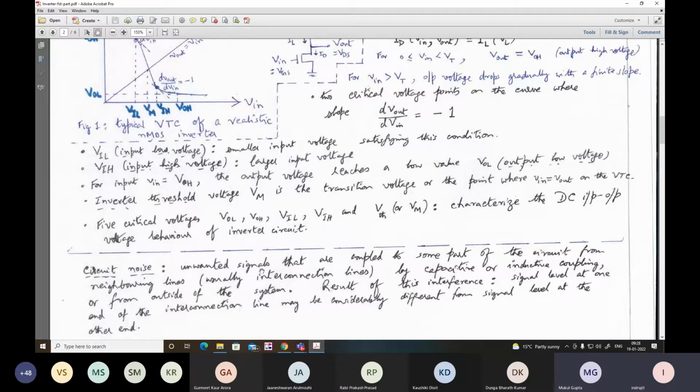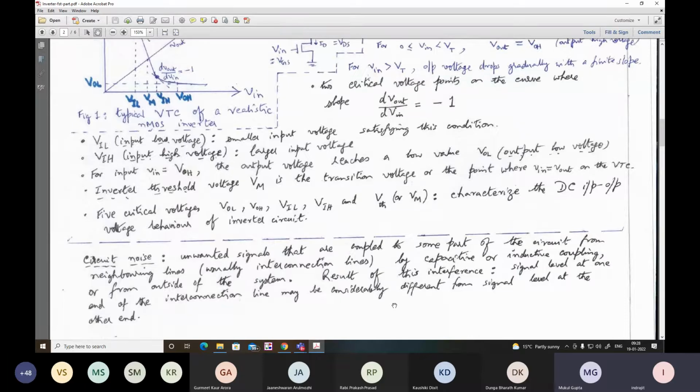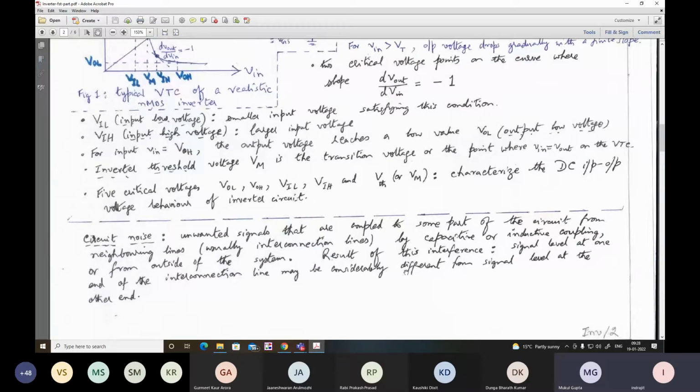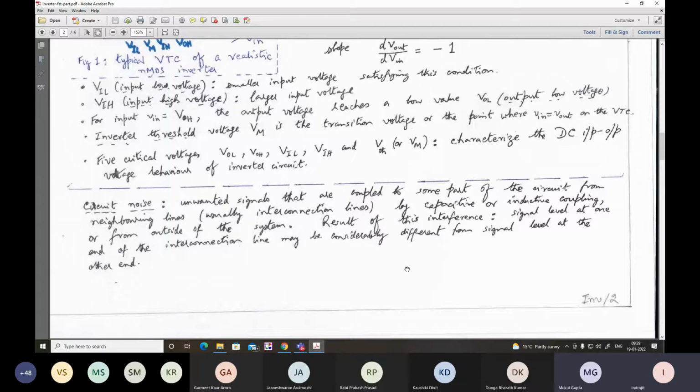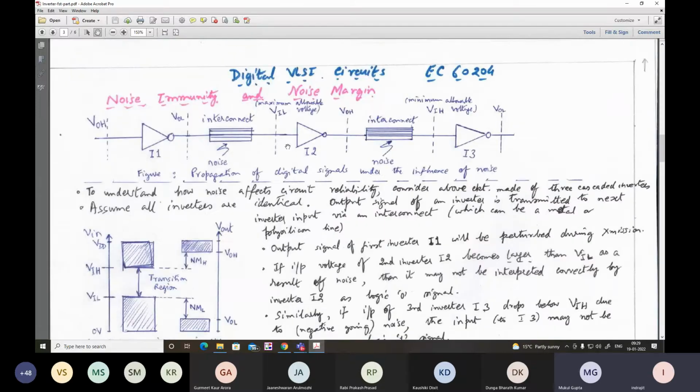And the result of this interference will be that the signal level at one end of the interconnection line may be considerably different from the signal level at the other end. And again, this interconnection can be of different conducting layers. It can be metal, or polysilicon, or diffusion, whatever. So let us investigate briefly the typical propagation of digital signals under the influence of noise.